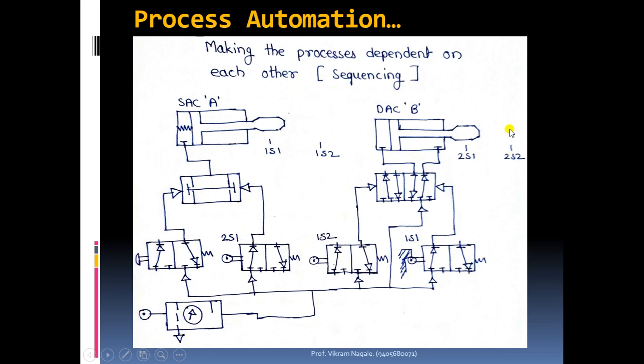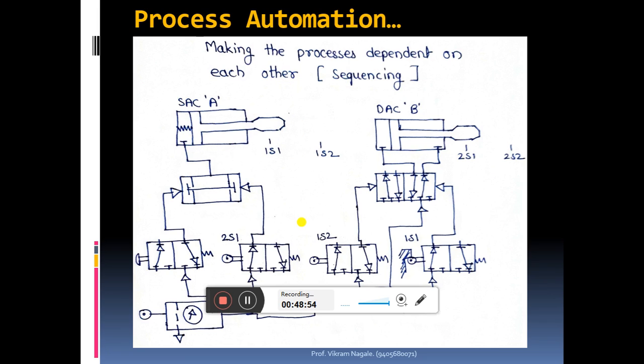The rod end which was present at this position will come back to 2S1 position, and the 2S1 limit switch will get pressed again, and the air will come to this port of the end valve. If we keep this push button in pressed condition continuously, in that case the air coming at this port will extend this cylinder. And again the system will go for the second cycle. This is how it will work.